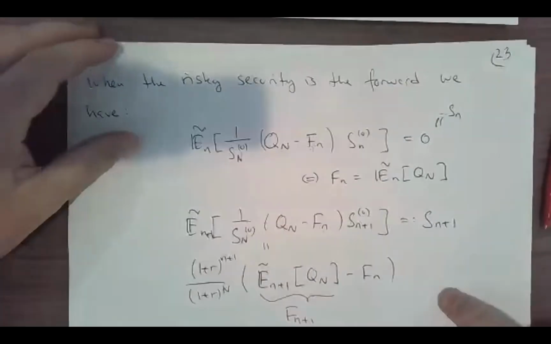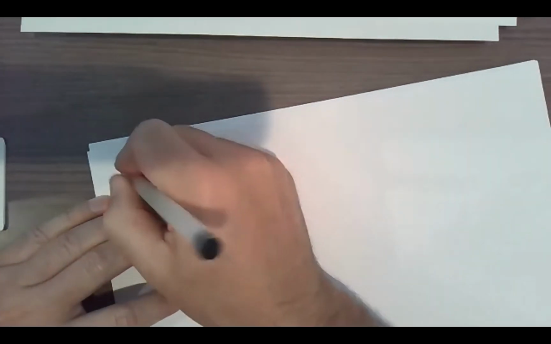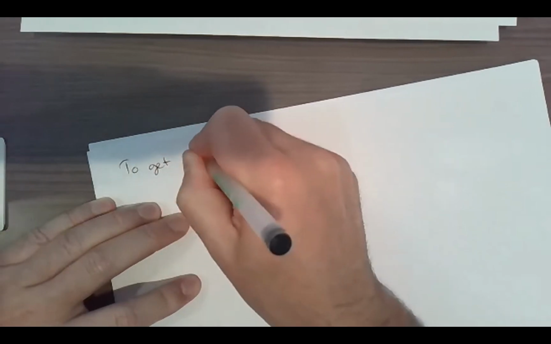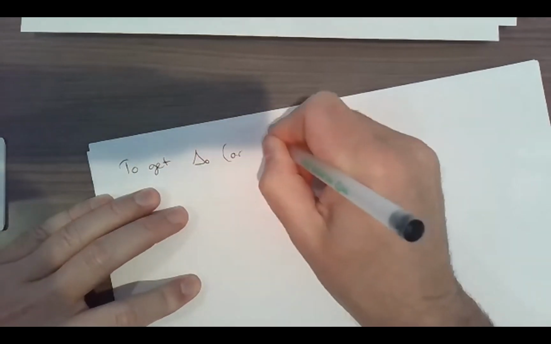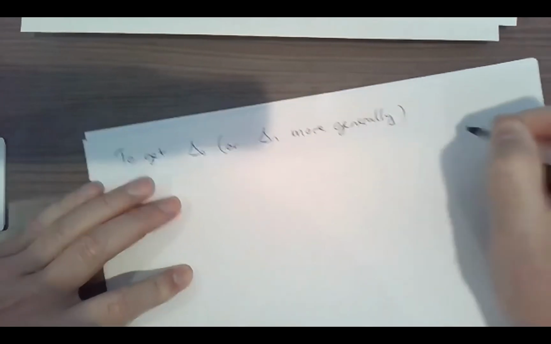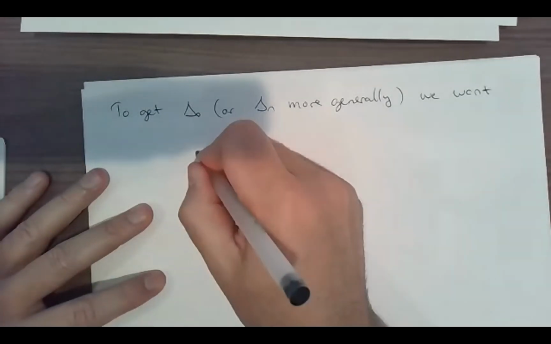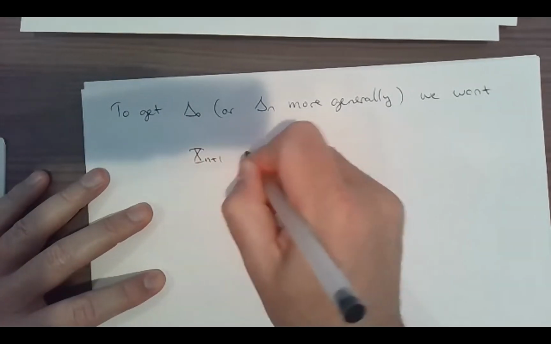So let's try to do that. To get delta 0, or delta n more generally, we want the value of the wealth. So this is my x n plus 1. What kind of a wealth do we want?